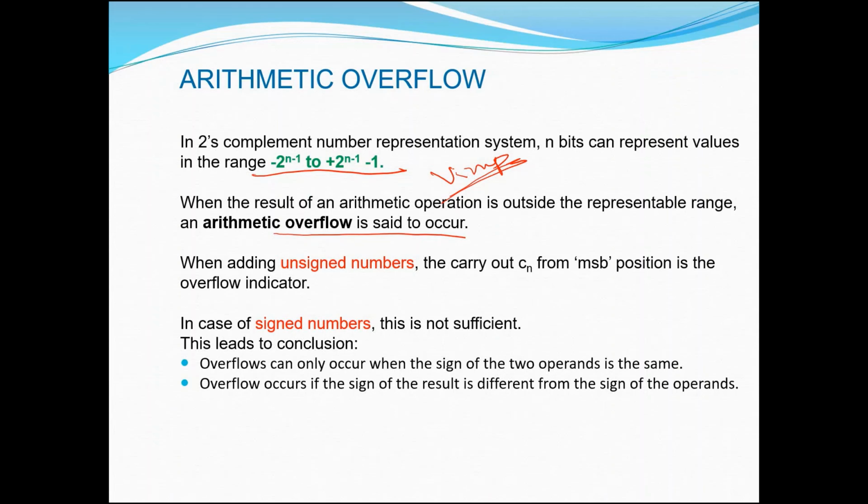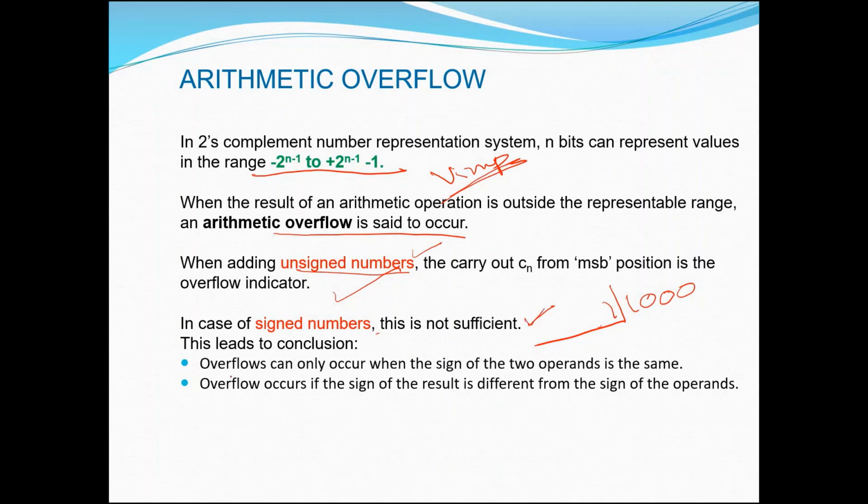Now, when adding unsigned numbers, the carry out Cn from the MSB bit position is the overflow indicator. Now, if we are adding unsigned numbers, if it is a 4-bit representation and the answer is 5-bit, we just discard this. Now, if the answer is a 5-bit number, then we say overflow has occurred when we are dealing with unsigned integers. But in case of signed numbers, this is not a sufficient indicator to say it is an overflow. So what is the conclusion?